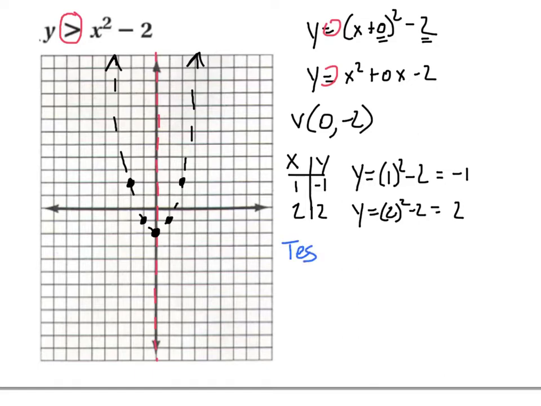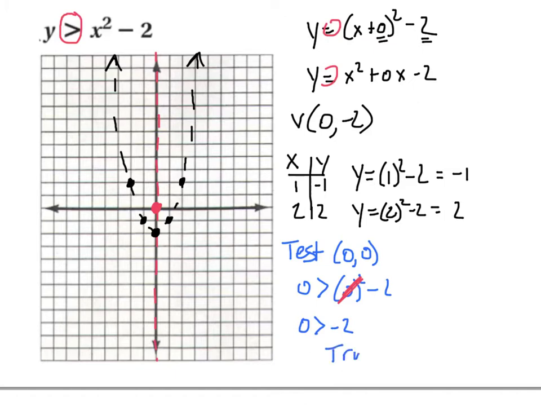Yep, 0, 0 is always a good test point. The only time you can't use it is when it's actually on your boundary line. Well, it's not in this one. It's actually sitting inside our parabola. So plugging 0, 0 into the inequality, we have 0 is greater than 0 squared minus 2. Well, 0 squared is just 0. 0 minus 2 is negative 2. Is that true or false?